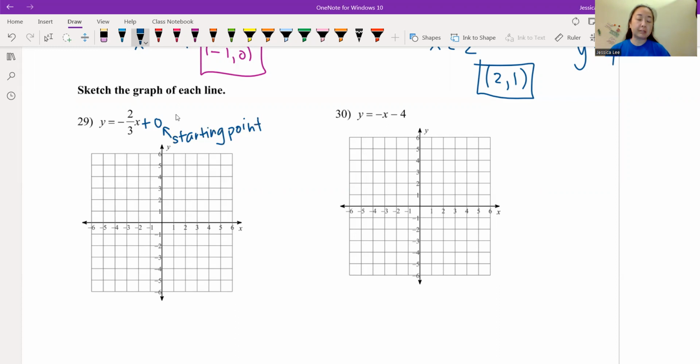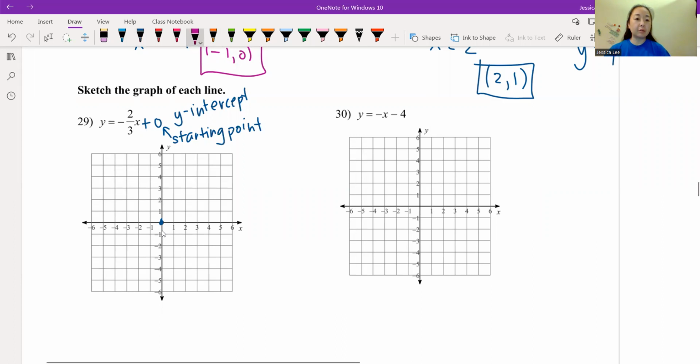Technically, officially we call it the y-intercept, which would be here at 0. It's always on the y-axis. It's never going to be on the x-axis. It's on the y-axis. Okay, so here's our y. See how it's labeled y. Okay, so now that's our starting point.